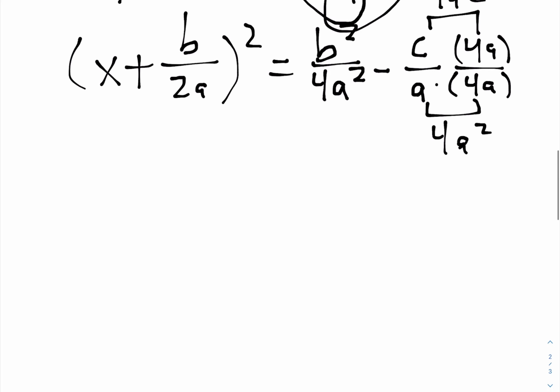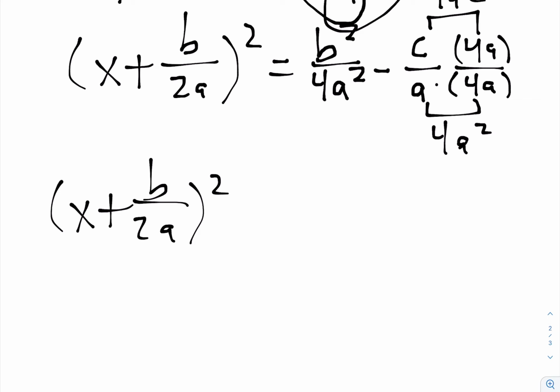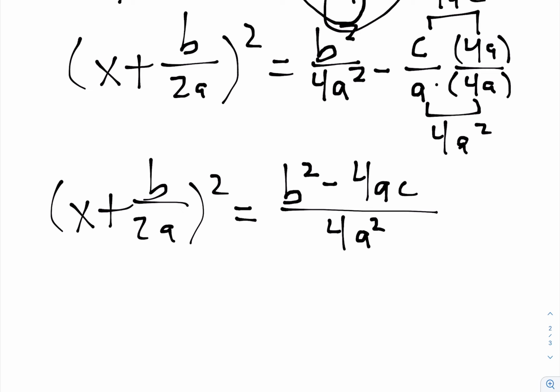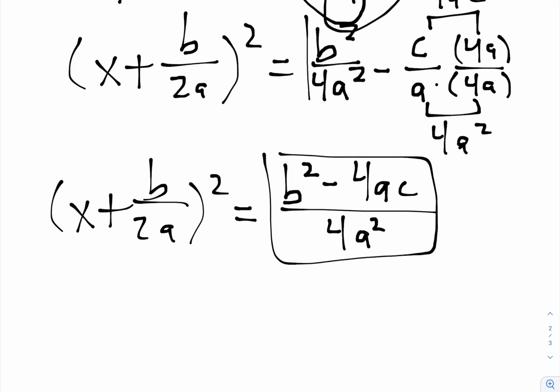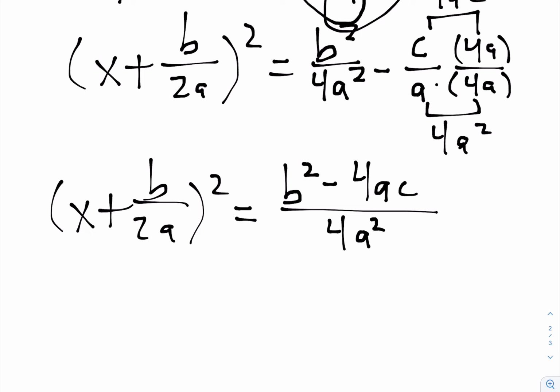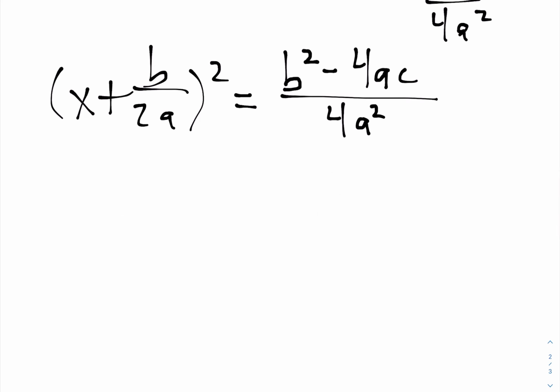So when we subtract these together, the left is still x plus b over 2a, squared. That's going to equal the numerator of our term on the left, b squared, minus the numerator of our term on the right, which is 4ac, divided by our common denominator, which is 4a squared. So this expression here is the same as this expression. It's just mashed together to make it a bit more simple. We simplified it. We subtracted the fractions and made them one, right?